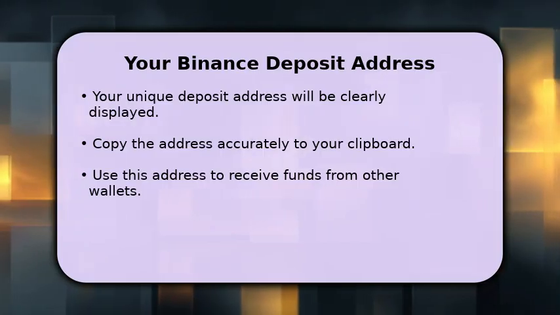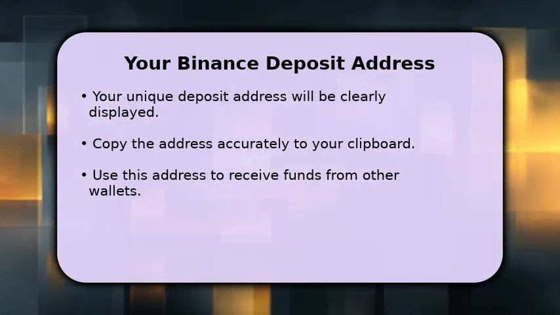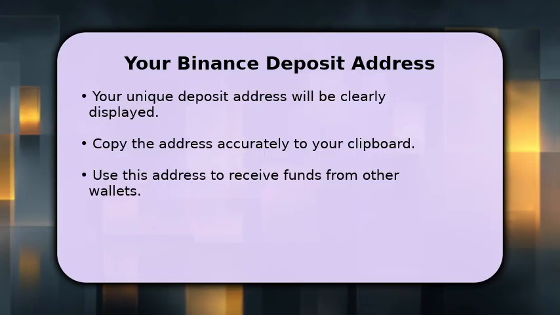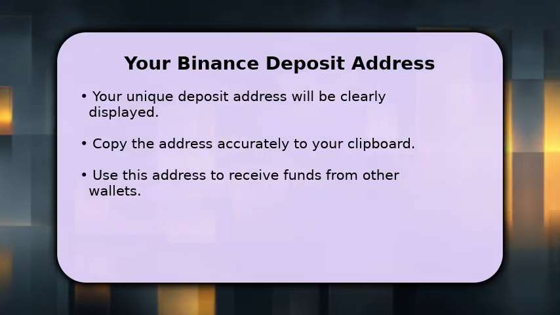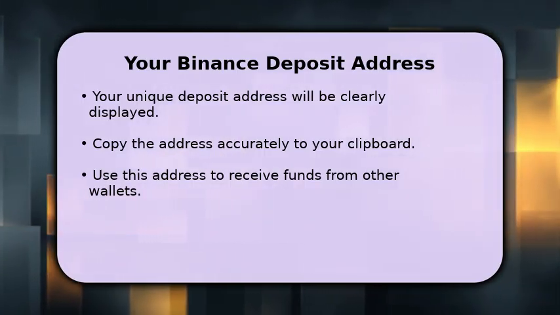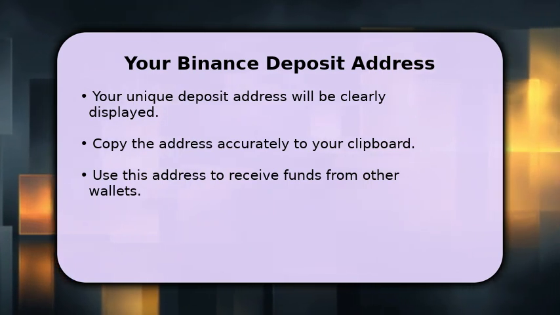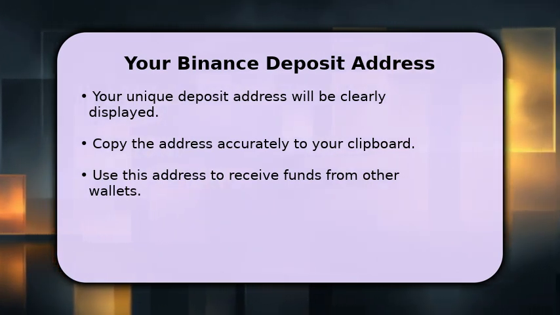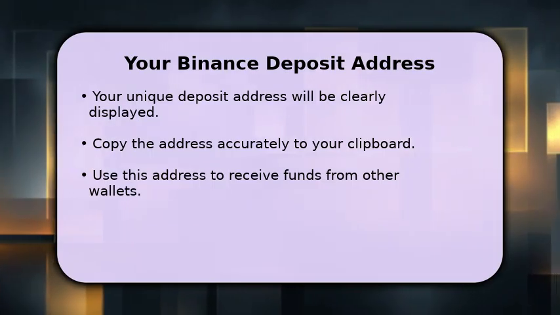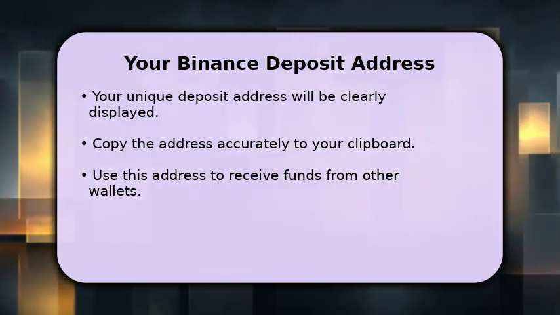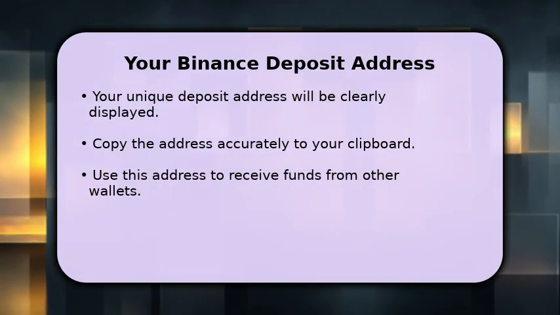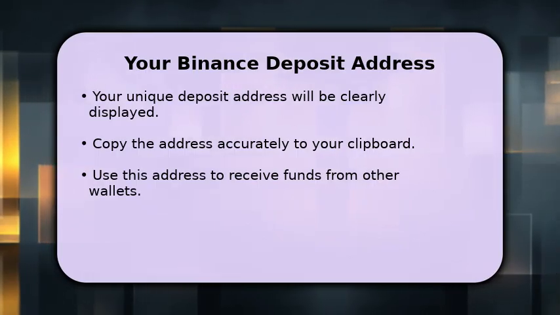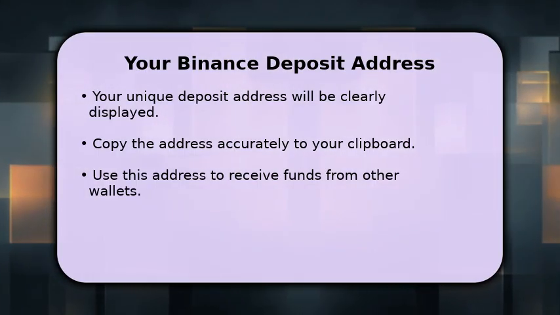After selecting the correct network, your unique Binance deposit address will be generated and displayed on the screen. This address is a long string of characters and numbers. Make sure to copy this address precisely using the copy button provided. You can then paste this address into the sending platform to initiate your deposit. Always verify the first few and last few characters of the address.